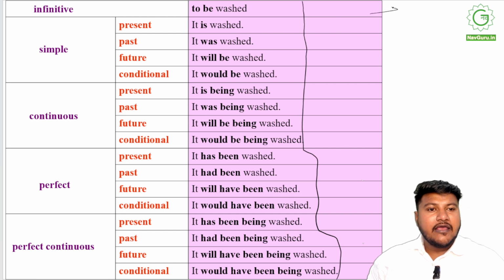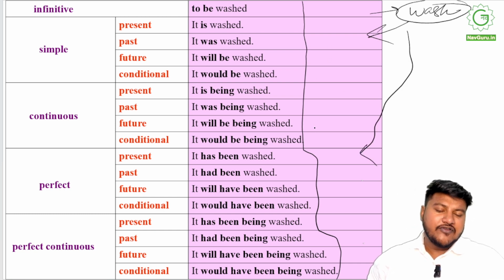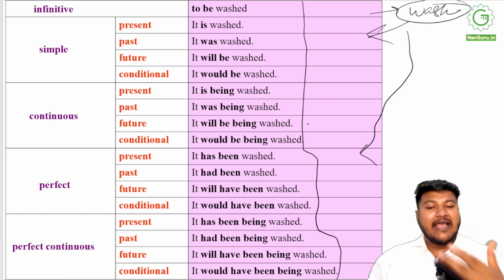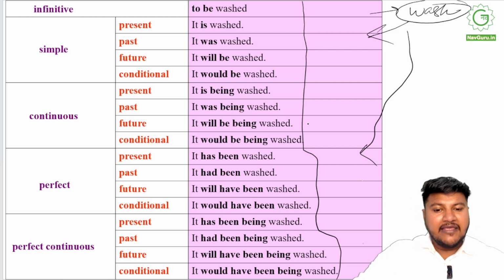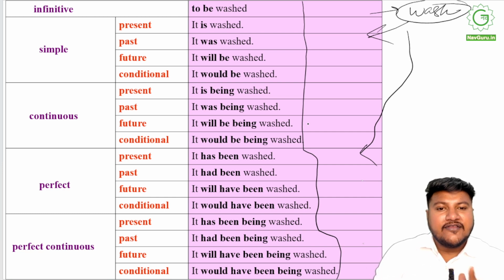So yeah, if the infinitive is to be washed, this is how we use the word wash. And washed is the third form, all of it will be using it. And this is the usage of will, would have, has been, being, it would have been being, will be. So these are the cases of how it is used.